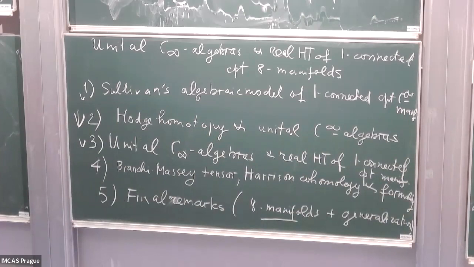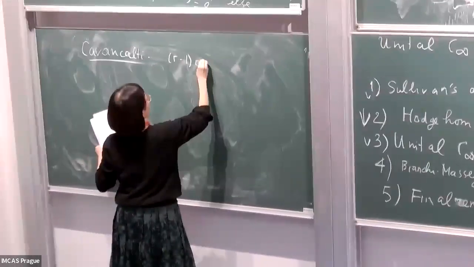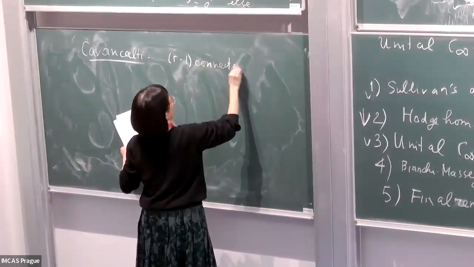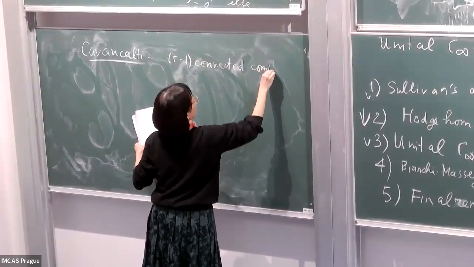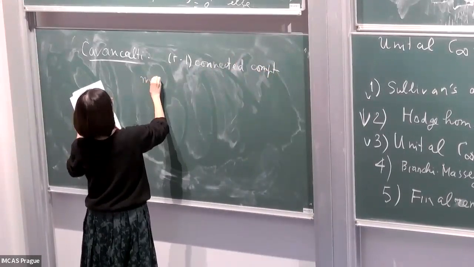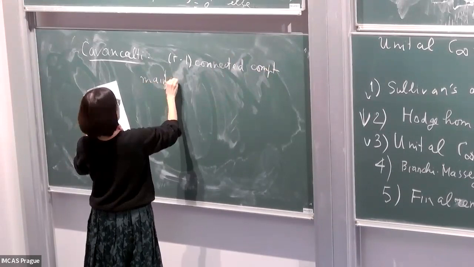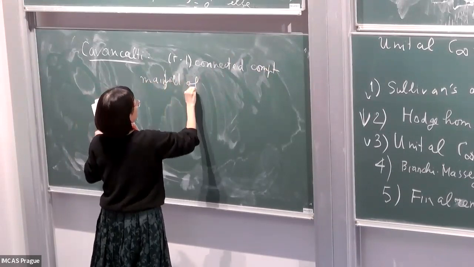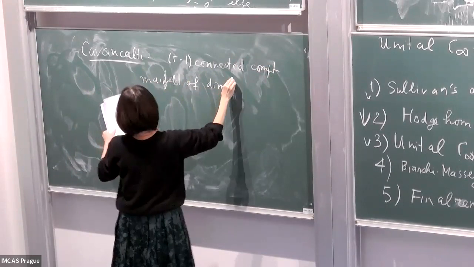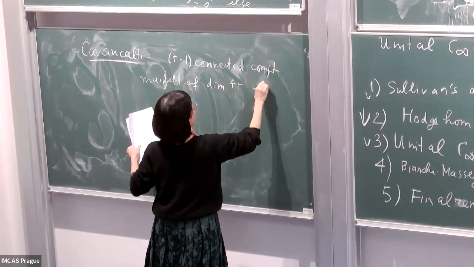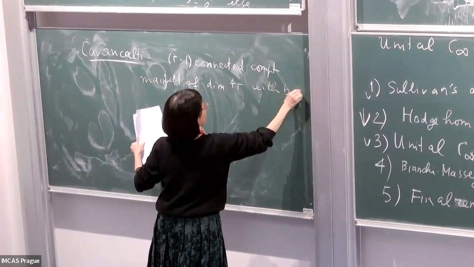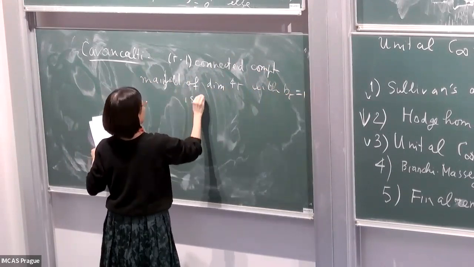So he proves that an (R-1)-connected compact manifold of dimension 4R is formal.